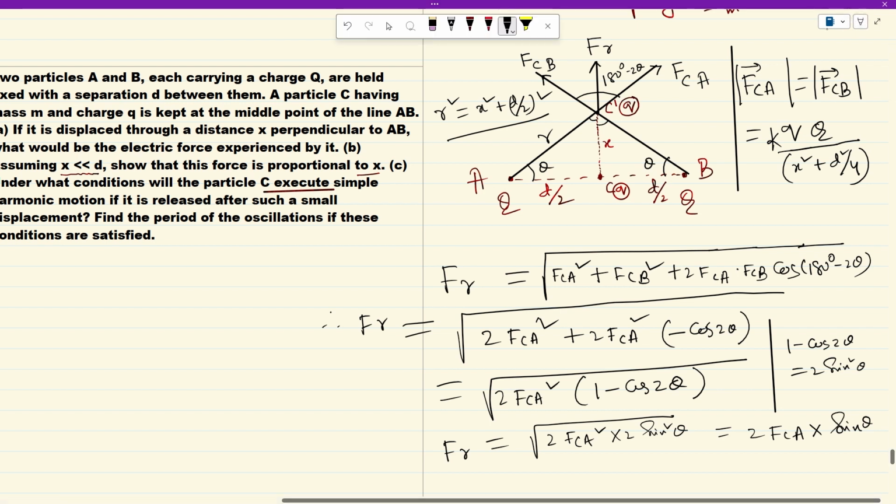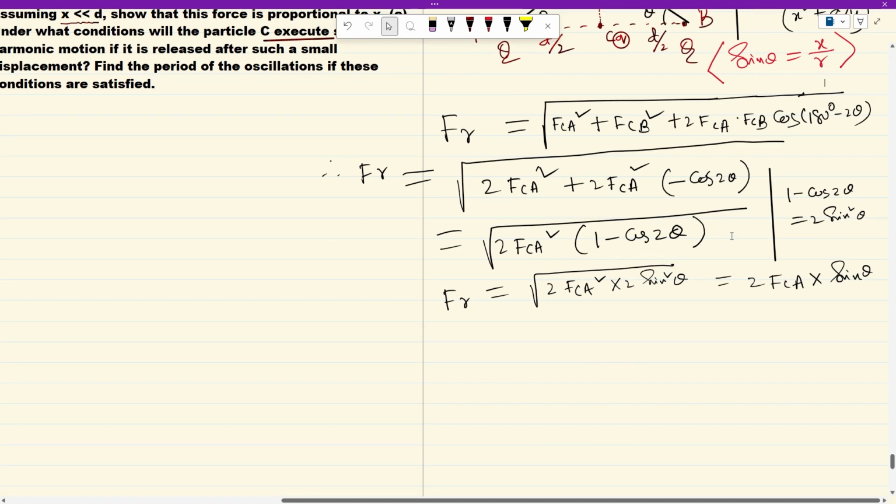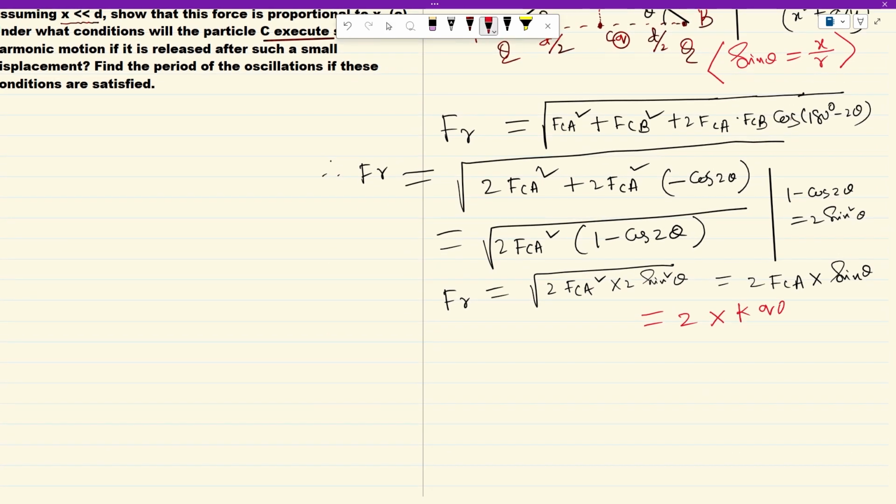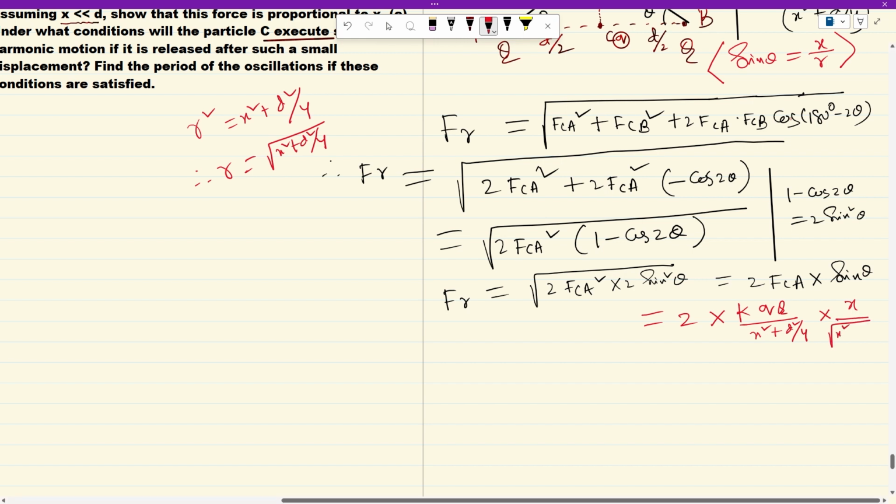If we substitute the value of sin theta, you can see in this diagram what the value of sin theta is. Just check the diagram. The value of sin theta in this diagram is equal to perpendicular by hypotenuse, that is x by r. R is nothing but the square root of x squared plus d squared by 4. So the repulsive force you got by calculation is given by 2 into F_CA, which we have written as KQQ by x squared plus d squared by 4, and sin theta is x by r, so this is the square root of x squared plus d squared by 4.